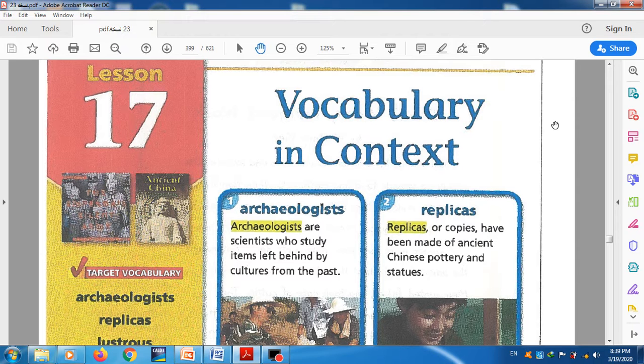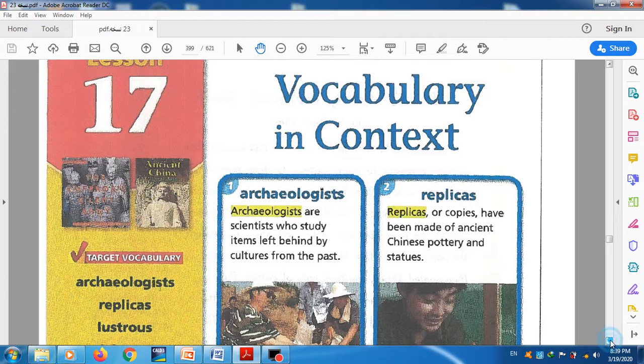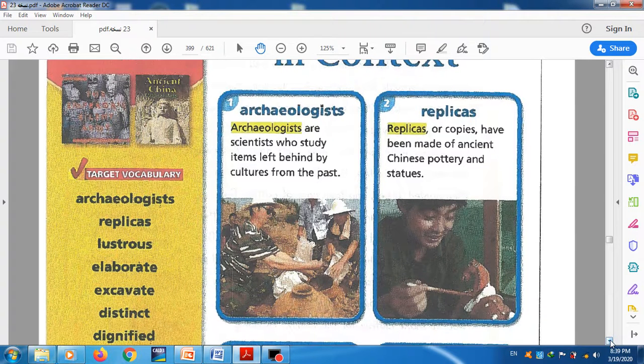So let's start from step 1, which is trying to guess the meanings of our target vocabulary from the given sentences. Let's start one by one. Number 1. The word is archaeologists. The sentence is: archaeologists are scientists who study items left behind by cultures from the past.